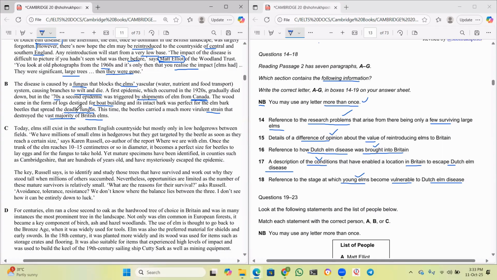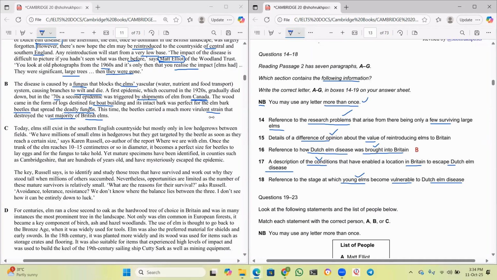So the fungus was spread by beetles. Beetles are like small insects that spread the disease. It was brought into Britain through shipments from Canada, right? So it came into Britain because of the shipments from Canada. That's what I meant. So I think B is exactly matching with 16th here, right? Yes. So my answer would be B for this one. So I'll just write B here. Yes, that is good.